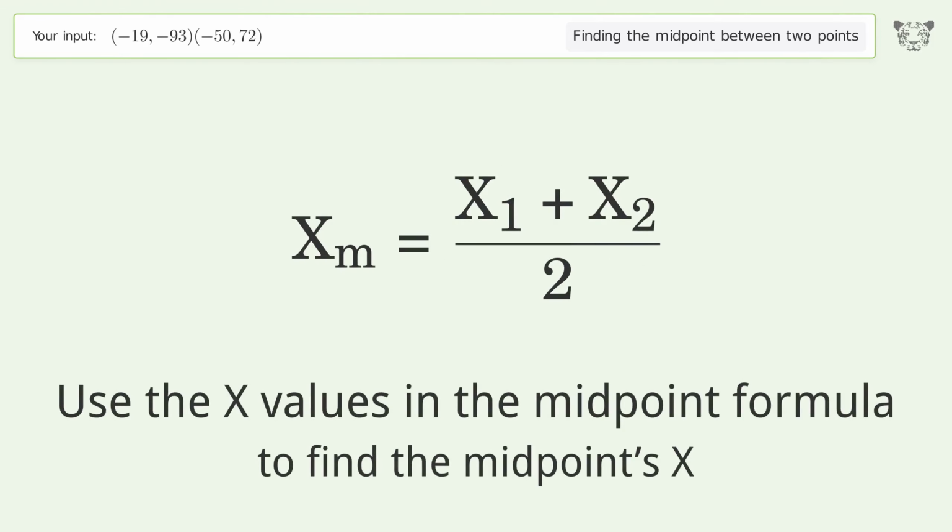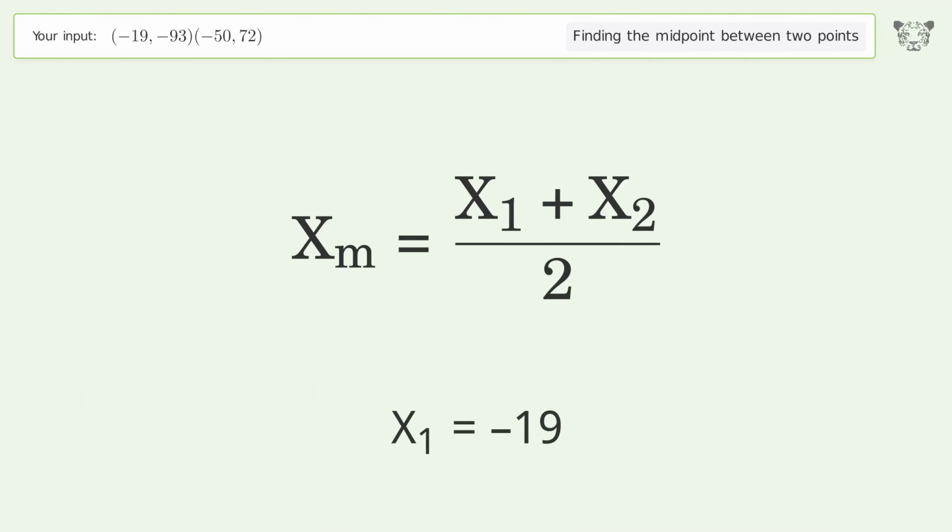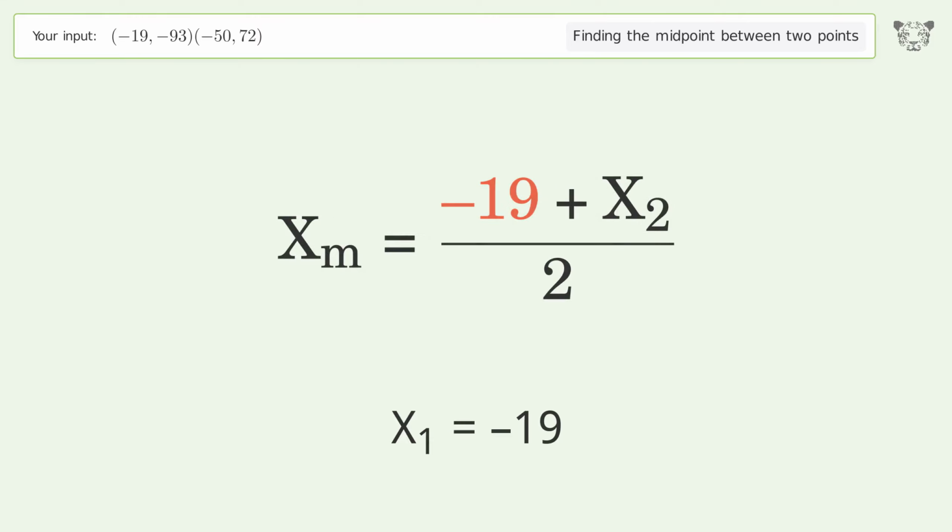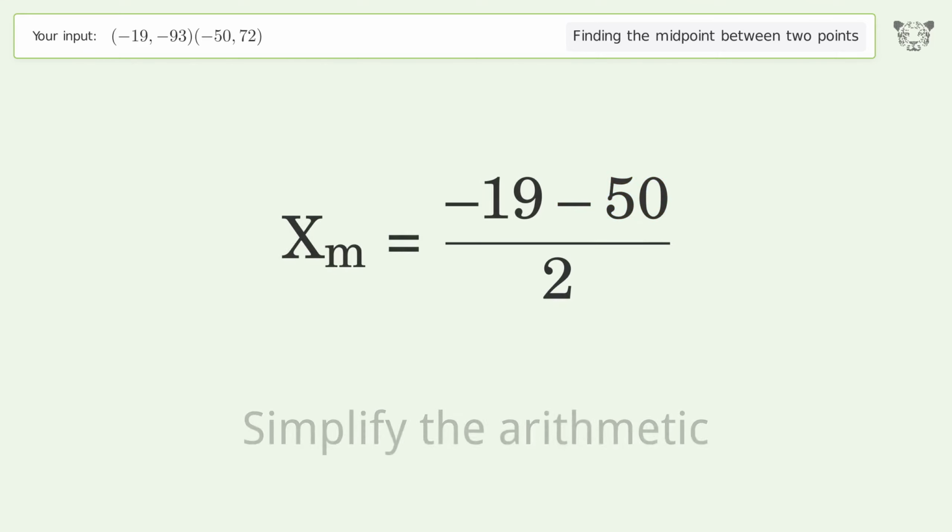Use the x values in the midpoint formula to find the midpoints x. x1 equals -19. x2 equals -50. Simplify the arithmetic.